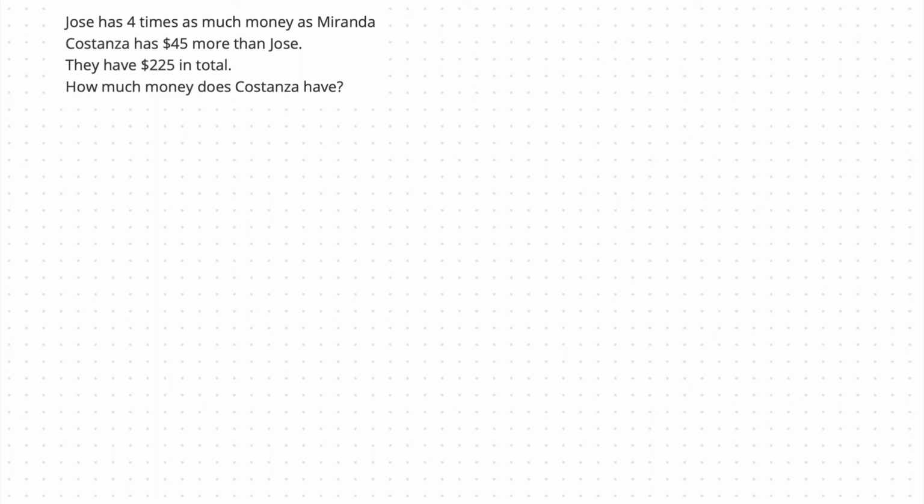Jose has 4 times as much money as Miranda. Costanza has $45 more than Jose. They have $225 in total. How much money does Costanza have?